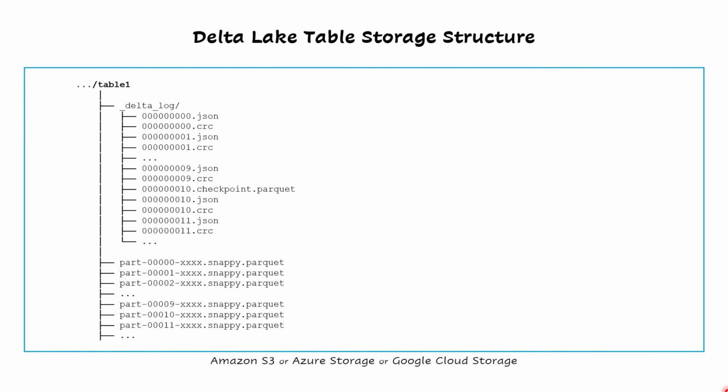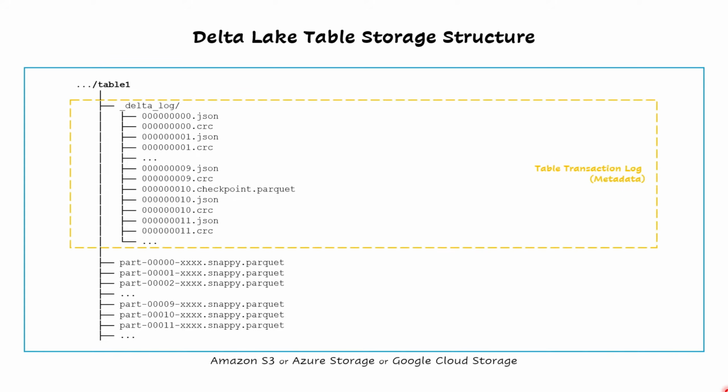Now, let's focus on one table and dive a little deeper. Inside the main table folder, there's a folder called Delta Log. This folder stores all the metadata for your table, recording details of every transaction, such as inserts, updates, deletes, and schema modifications. These details are essential for features like ACID transaction control, table versioning, time travel, data recovery, and auditing.